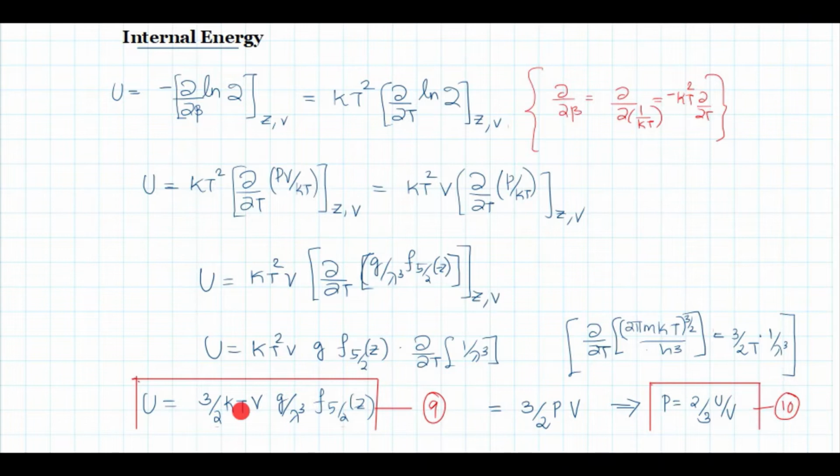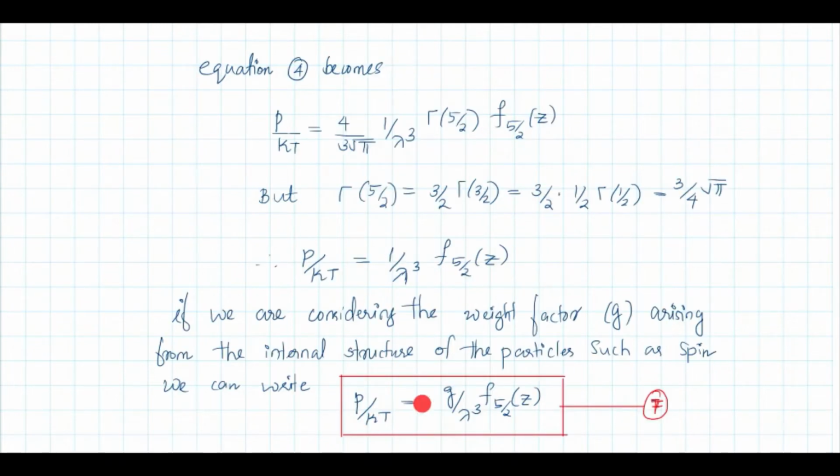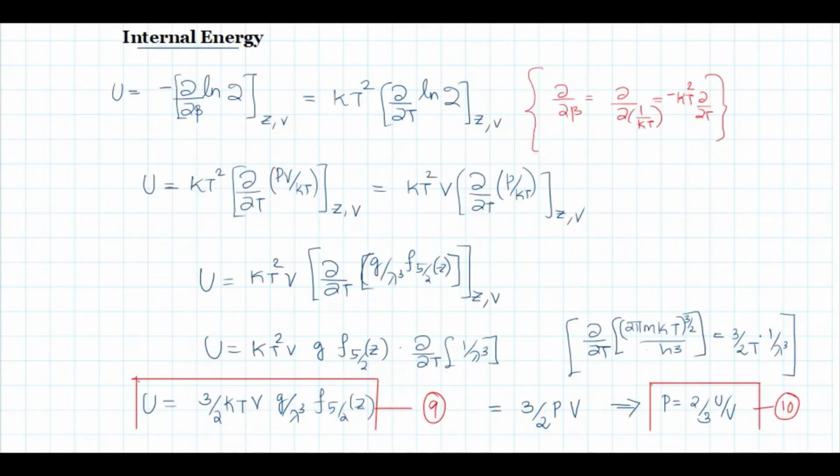Now, we already know the value of P by kT. If we substitute that value here, this can be written as 3 by 2 PV. For kT, you can substitute P lambda cube divided by g into f phi by 2 of Z. If you substitute that value here, you will get 3 by 2 PV. So this is a famous relation: the pressure of an ideal Fermi gas is 2 by 3 of the energy density. Call this equation number 10.